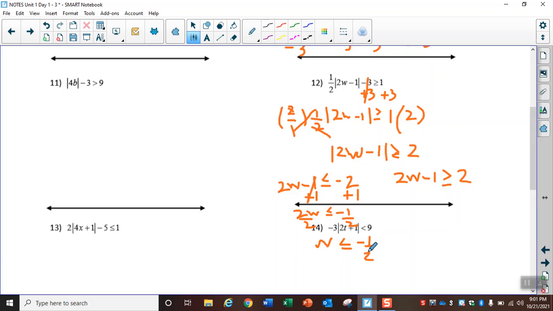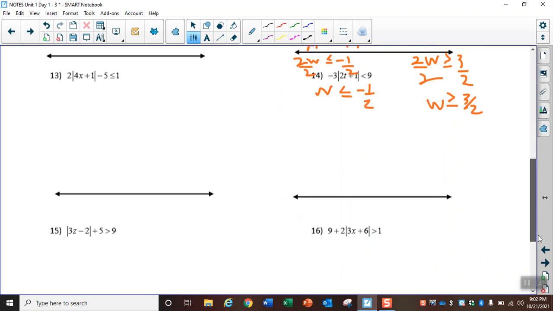All right. And then over here, same thing. I'm going to add 1, add 1. So I get 2w is greater than or equal to 3. Divide by 2, divide by 2. I get w is greater than or equal to 3/2.